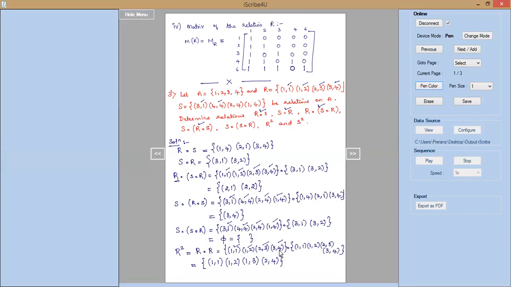This is R square for us. I leave it to the students to do S square. So how do you do S square? S square is obtained by S composition S. You can try doing that for yourself. I'll just reveal the answer. S composition S should be the set of ordered pairs (3, 4), (4, 4), (2, 4), (1, 4). I repeat, (3, 4), (4, 4), (2, 4), (1, 4). Hope you understood this problem.